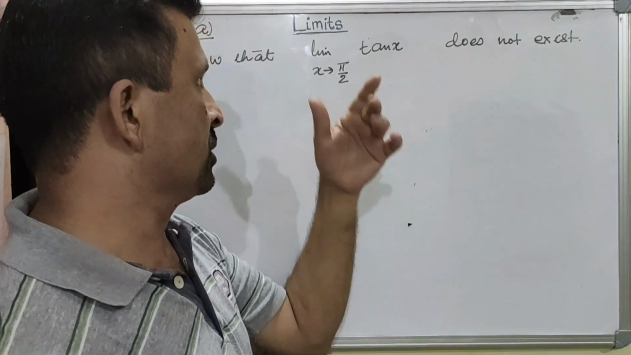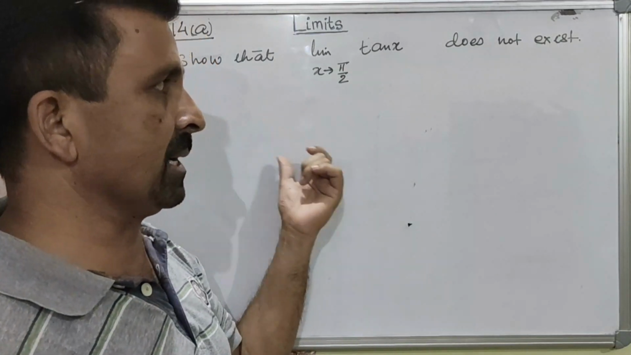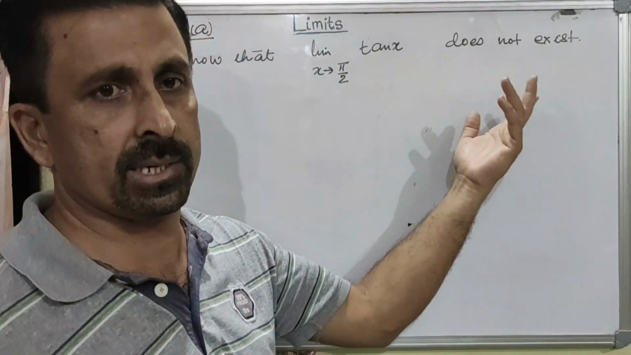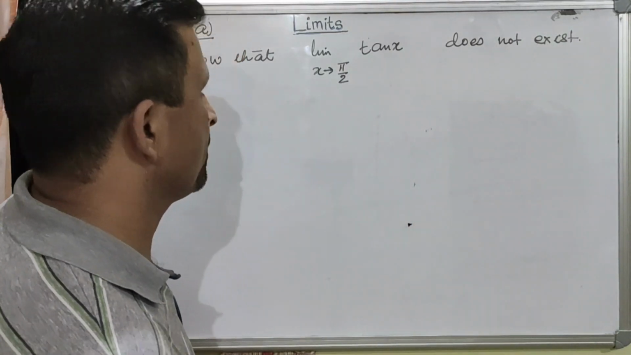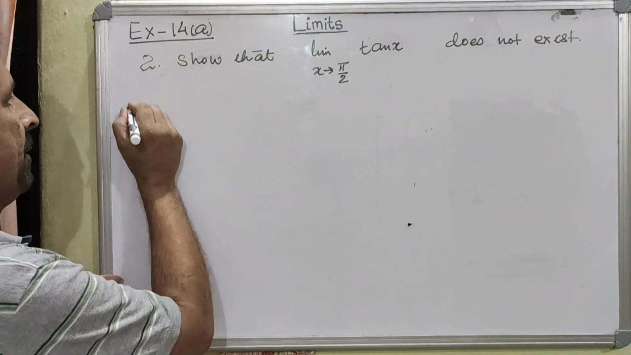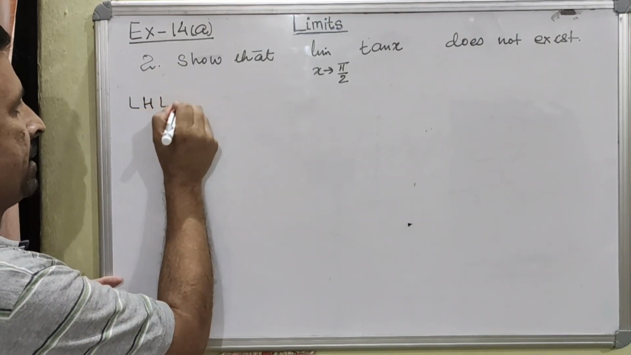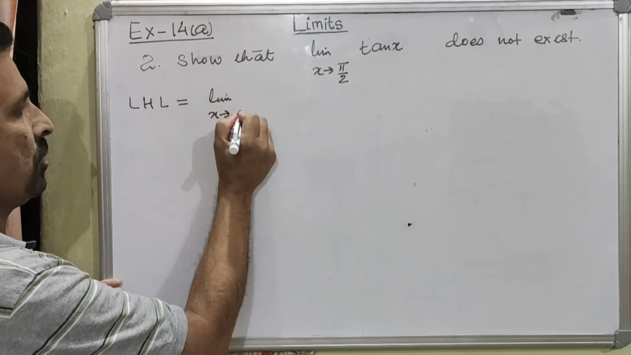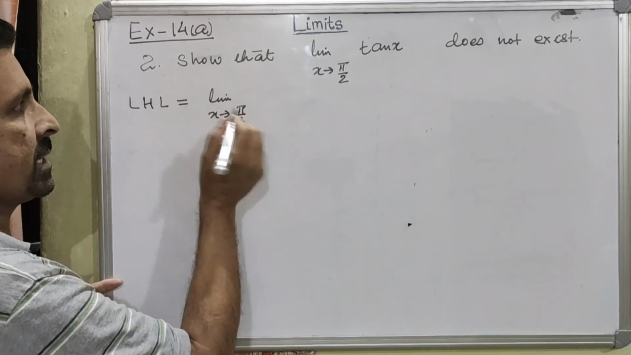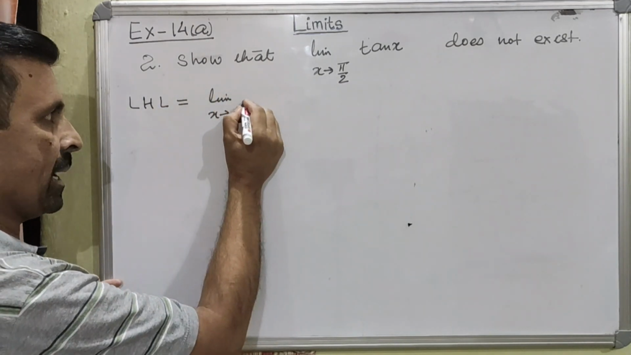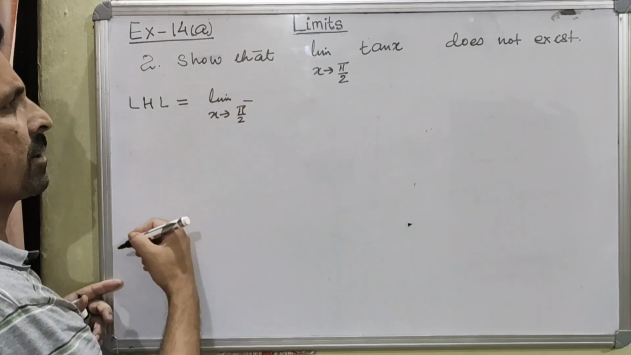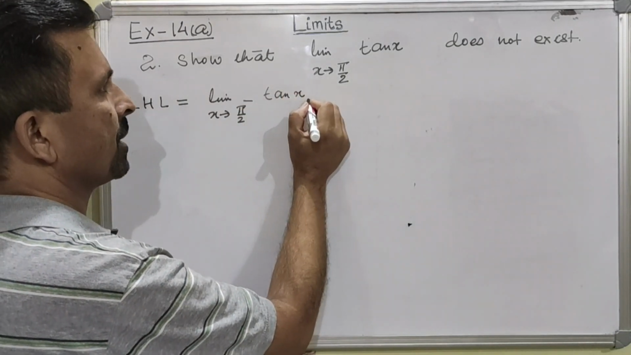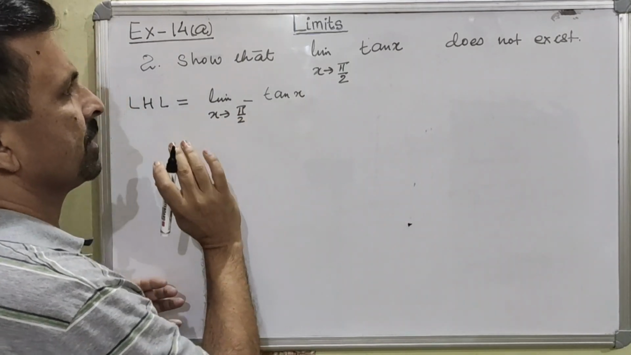Again, same question. For this given function, we will calculate the left hand limit and the right hand limit, and if the values come out different, then the statement is correct, right? So let us check it. Left hand limit is equal to, how do you write? Limit x tending to pi over 2, since we are approaching from the left side, so minus. Is it okay? And then this is tan x.